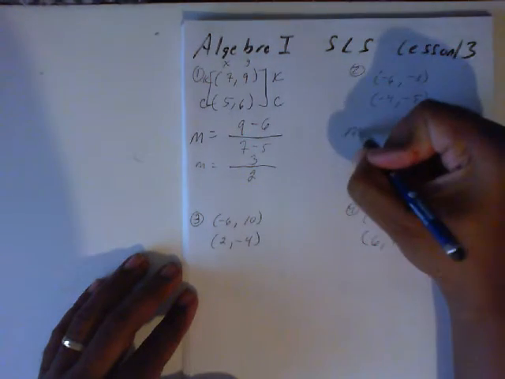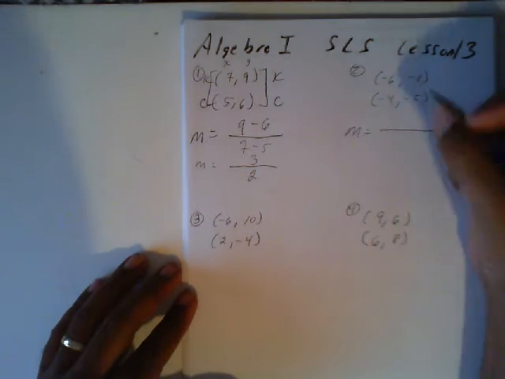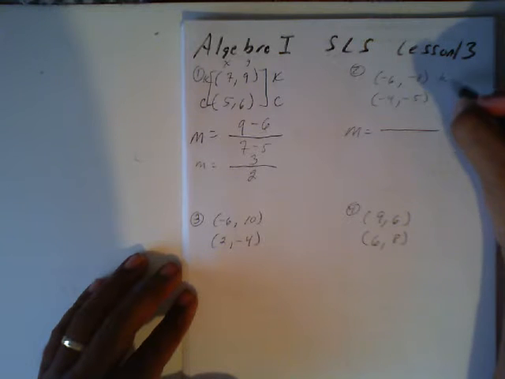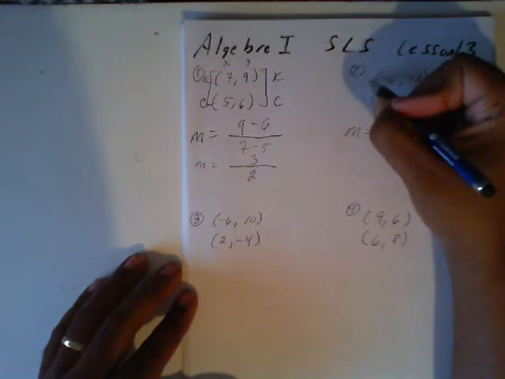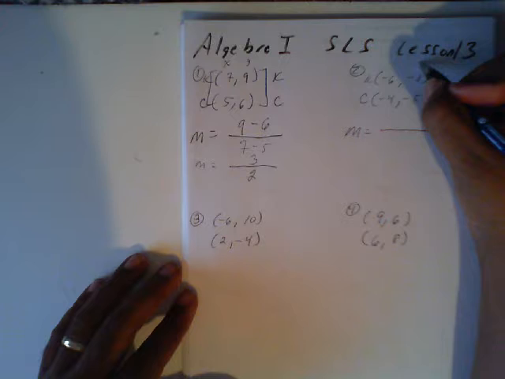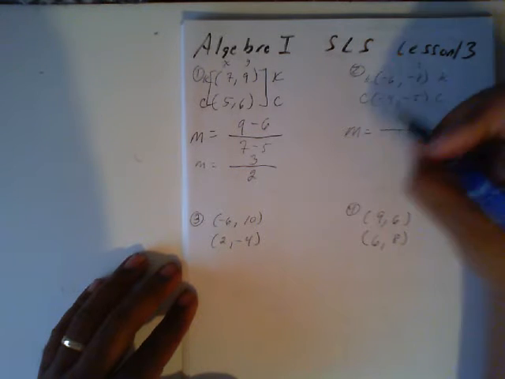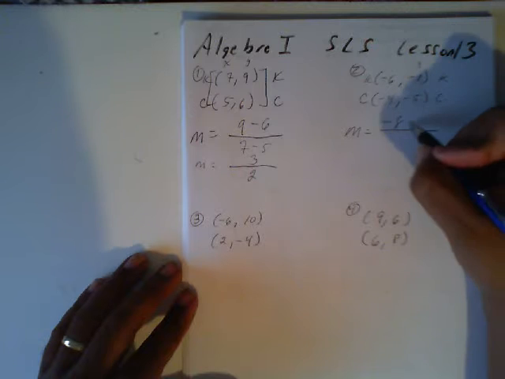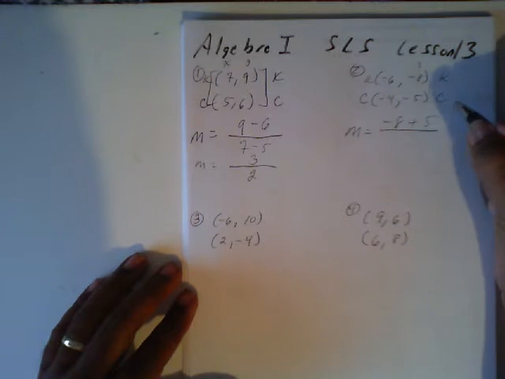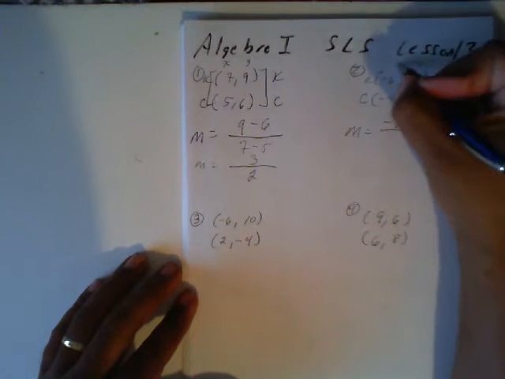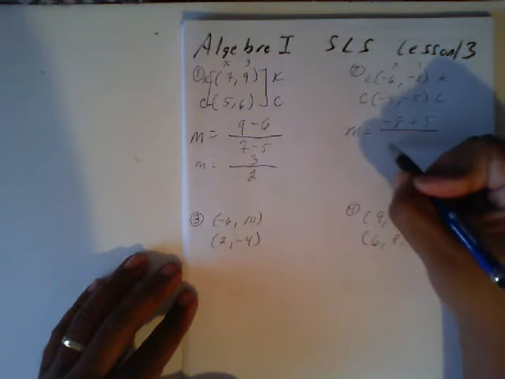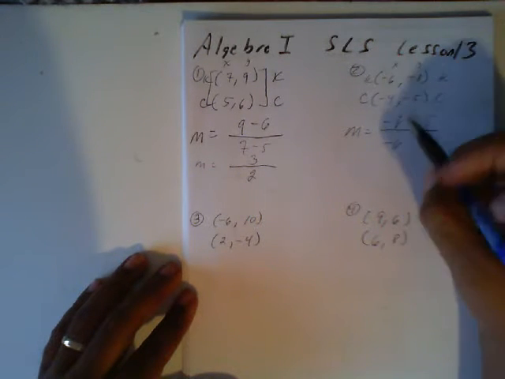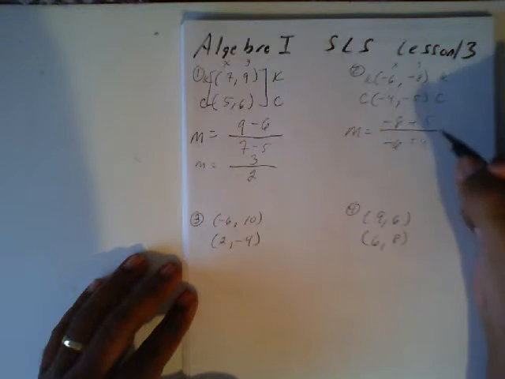Next, we'll get ready for the slope by creating a little fraction bar here. We'll do a keep and a change here, a keep and a change there. So for the y's, we're going to keep the negative 8, but we're going to change the negative 5 to a positive 5. For the x's here, we're going to keep the negative 6, but we're going to change the negative 4 to a positive 4. Keep and change.